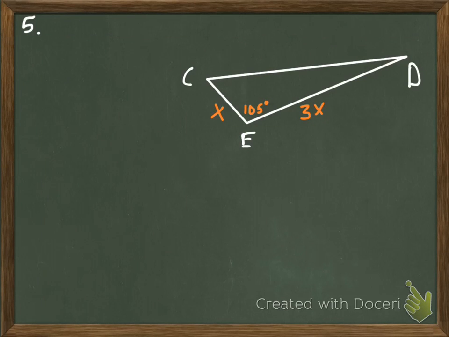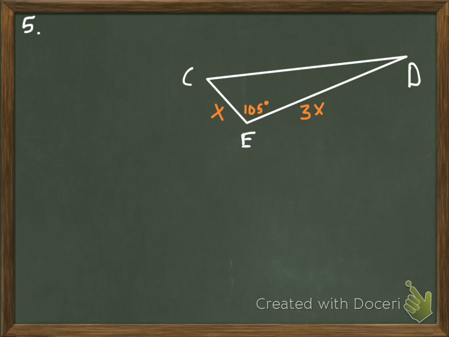Okay, number 5 is a little bit trickier. We have an x, a 3x, and 105 degrees, so we have a mix of knowing two sides and one angle. You might look at this and say, okay, I know that 3x here is bigger than x, so I know that side ED has got to be bigger than side CE. That might help a little bit, but how does this 105 fit in?